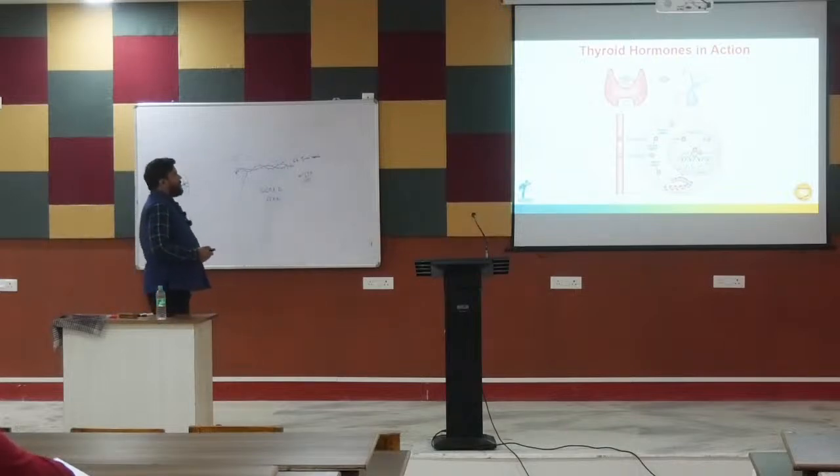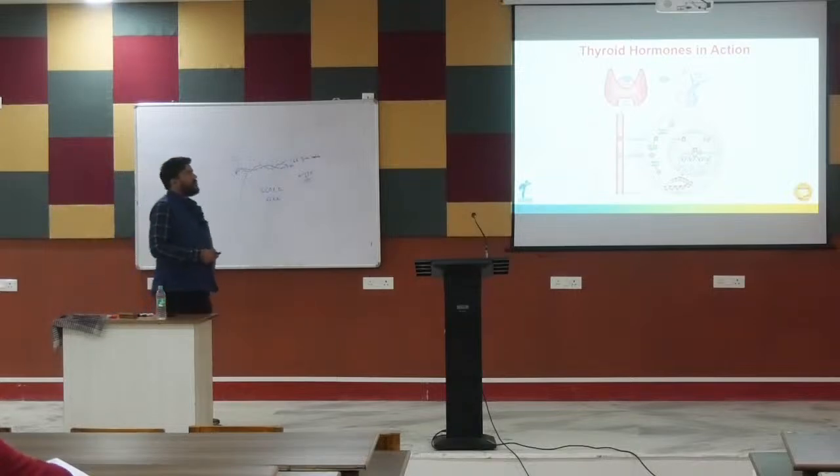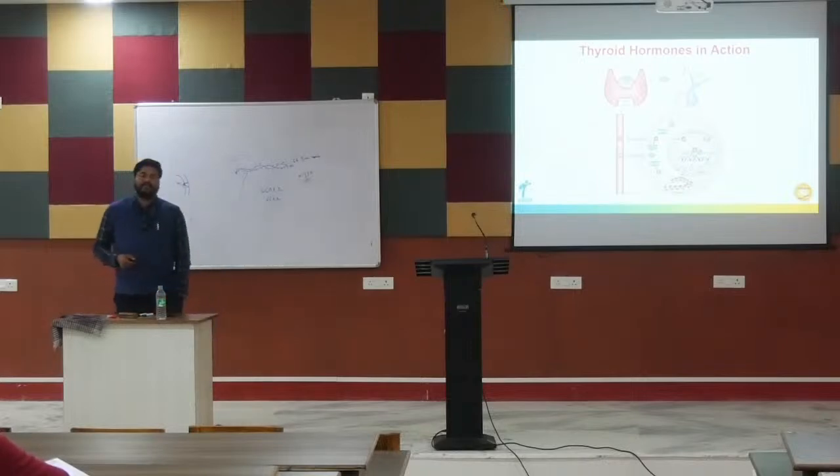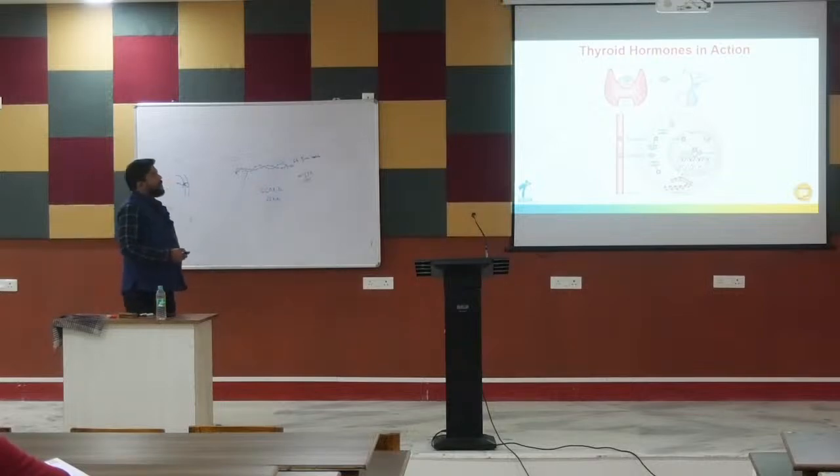Normally there is one axis called the hypothalamo-pituitary-thyroid axis. The hypothalamus releases thyrotropin releasing hormone, TRH, which acts on the pituitary gland to form TSH, thyroid stimulating hormone, from the anterior pituitary or adenohypophysis. This TSH acts on the thyroid gland to produce thyroid hormones.